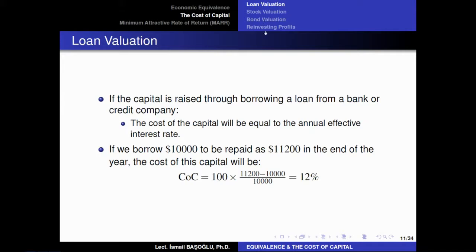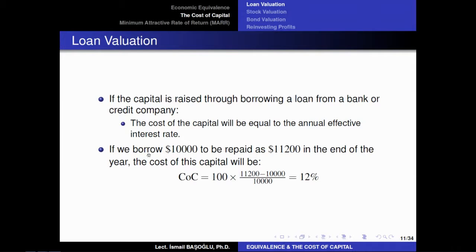We are going to start stock valuation in the next video. As I have previously said, if the company raises the capital for a project just by borrowing a loan from a bank or credit company, the cost of the capital will be equal to the annual effective interest rate.